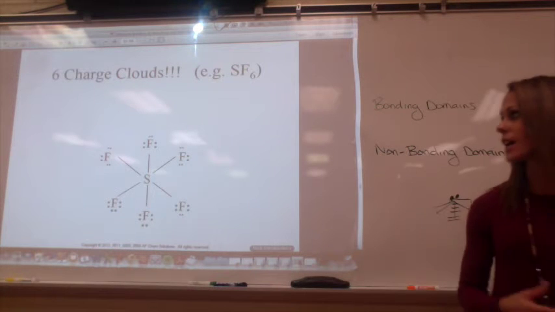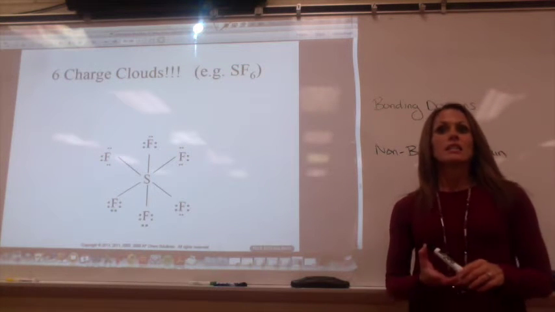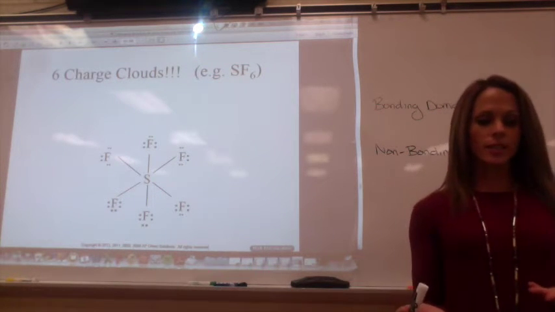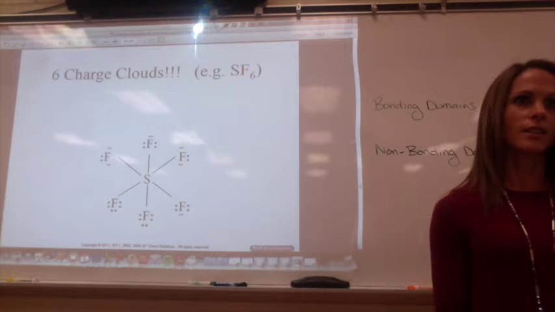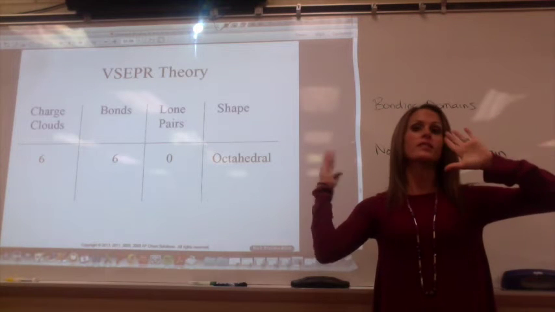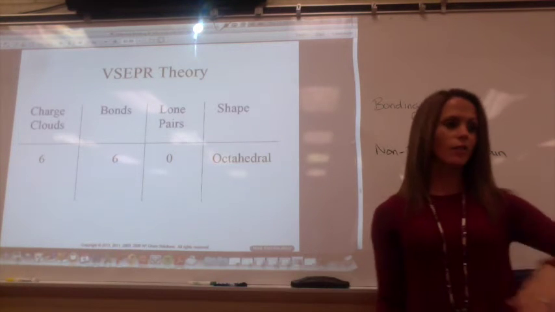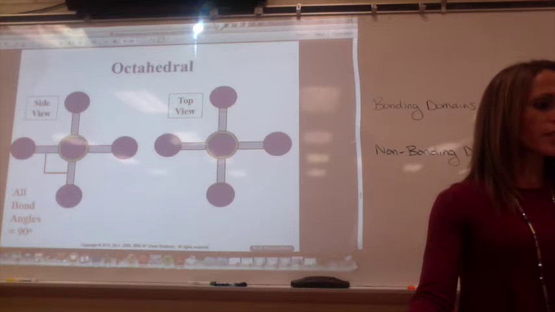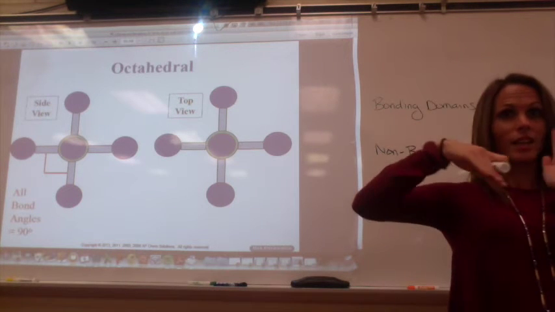All right, this one we have 6 bonding, 0 non-bonding. You go and look it up. It's octahedral. This is the one that we did with the string models yesterday, right? You could see the 8 faces of the model. And so bond angles here are 90 because it was a T and then another T.